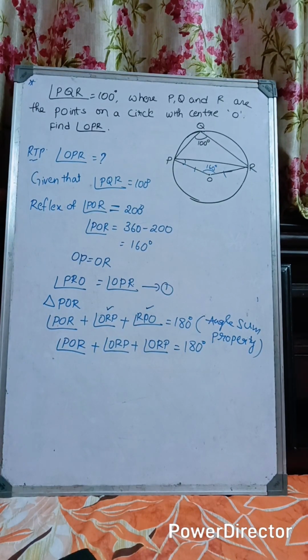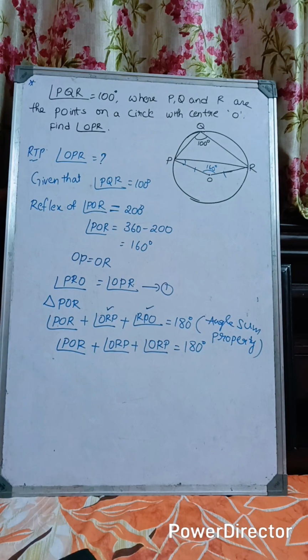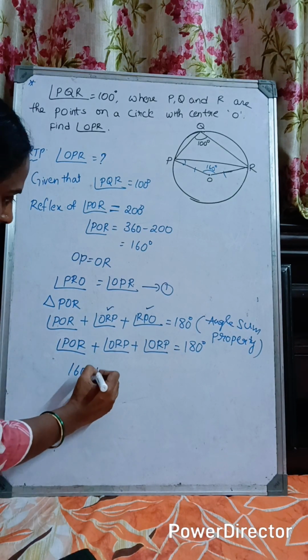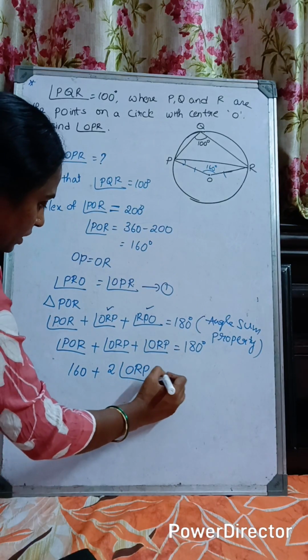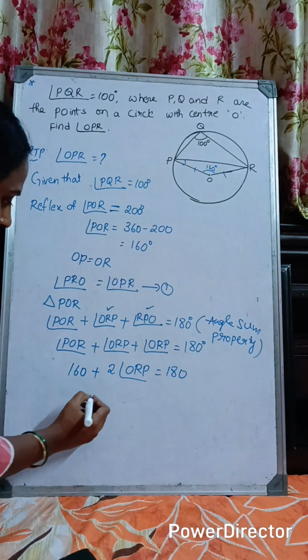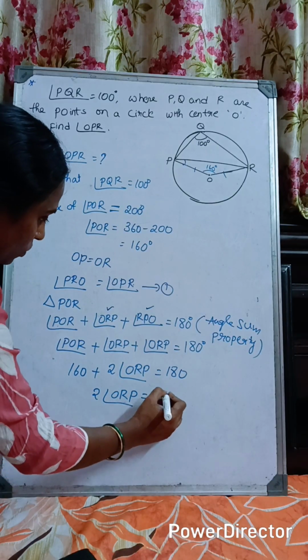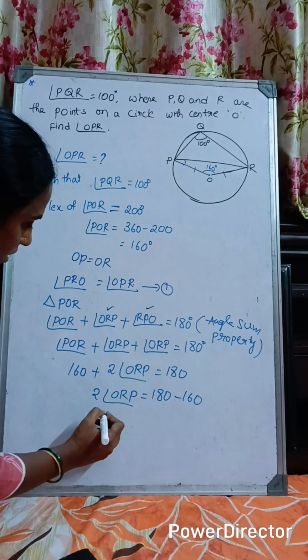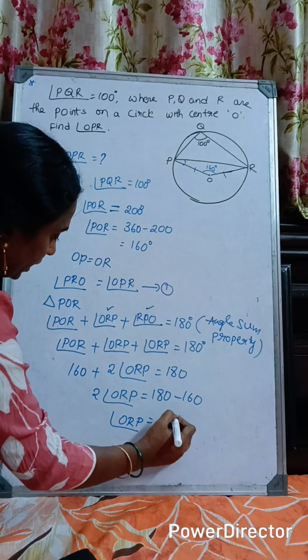It is an isosceles triangle. Then POR angle is how much? It is 160 degrees. Let's substitute that one. This is 2 times angle ORP, it is equal to 180 degrees. 2 times angle ORP is equal to 180 minus 160. Then ORP is equal to 20 degrees.